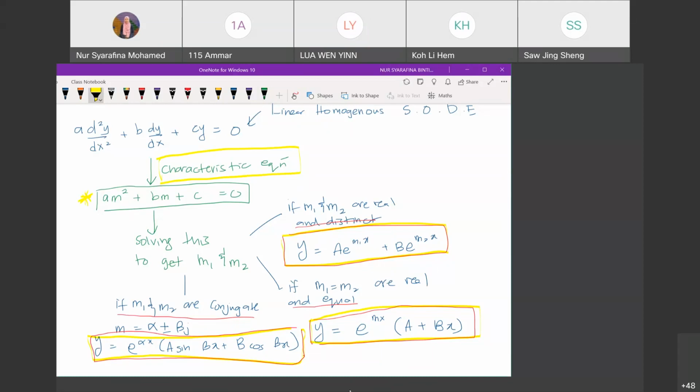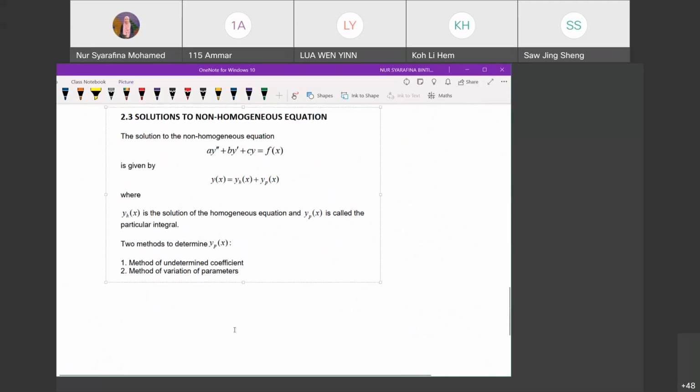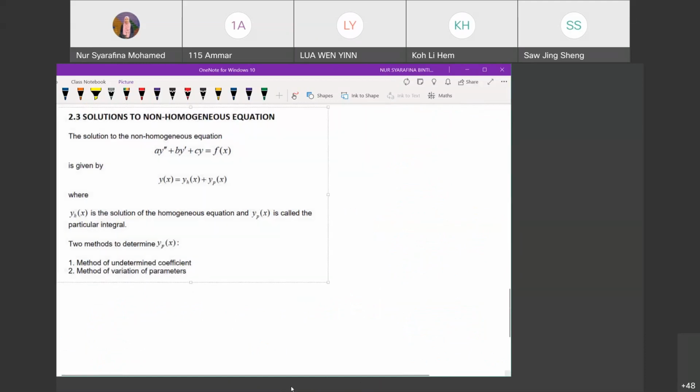Okay, now let's proceed. So the next part is solving the non-homogeneous equation. Okay. So let's take a look at the notes. You have your notes together with you, right? Okay.